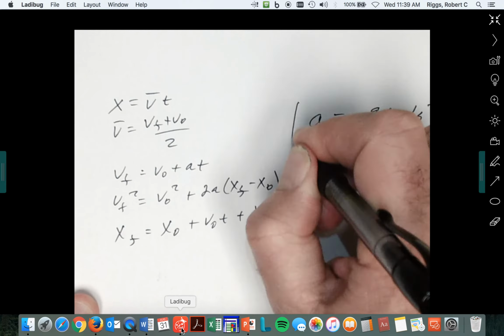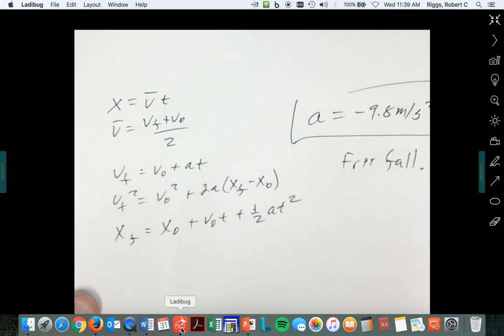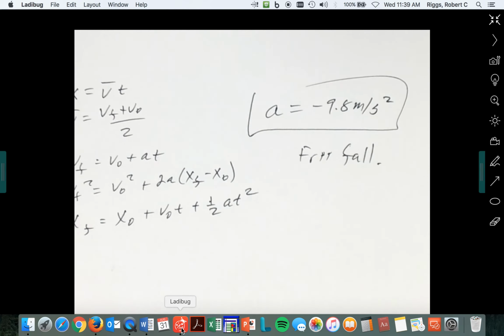That's the only difference when we're talking about free fall, except in the first problem I'm going to show you, because we're on a different planet. And so the astronaut wanted to figure out what the gravitational pull was.